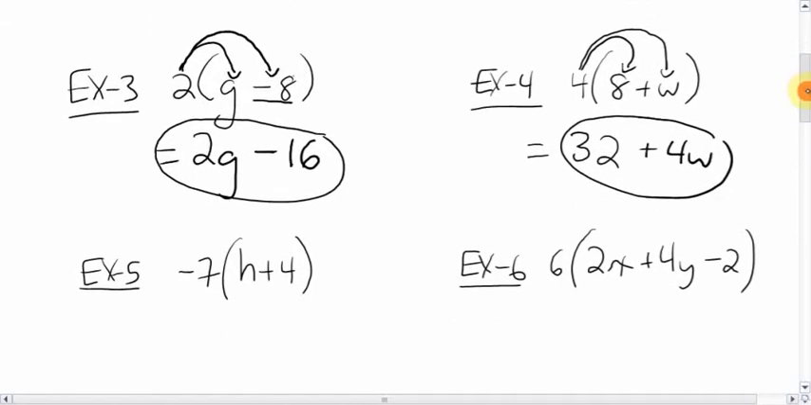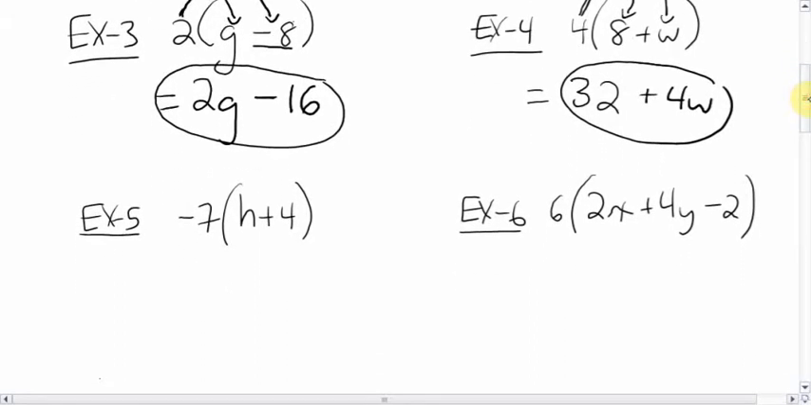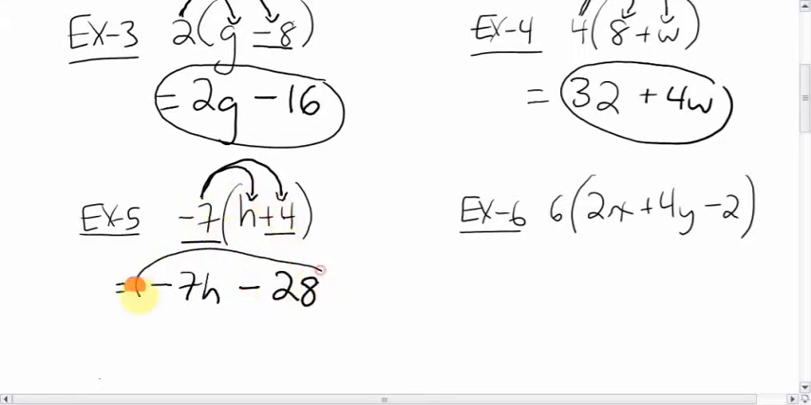Okay, let's take a look at some trickier ones here. Here, -7. This -7 is multiplying everything in the brackets. So the -7 multiplies the h. -7 times h is -7h. And then -7 times +4. Hopefully you remember from your integer skills, signs are different, negative and a positive, so it's -7 times 4, -28. That's it.